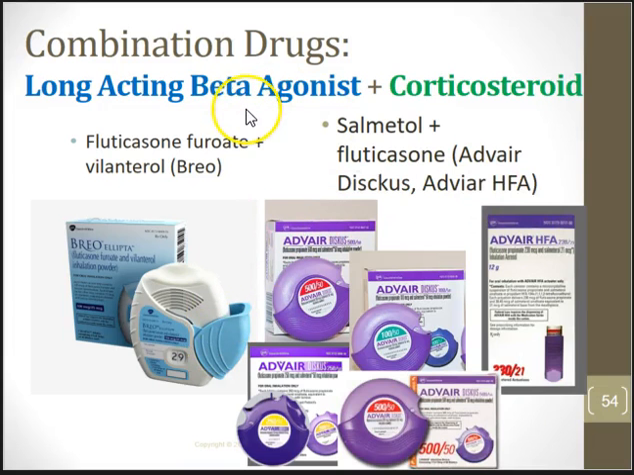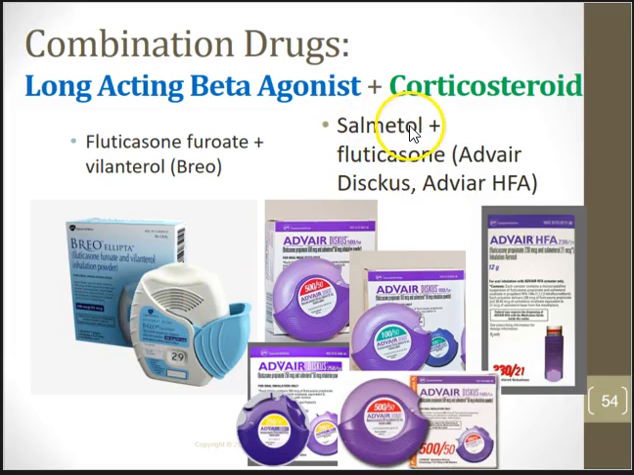Then we have long-acting beta agonists with a corticosteroid. Fluticasone furoate with vilanterol. That is a newer drug. That's called Breo, so you may have seen a commercial on that. You see here that Breo, this newer drug, is a breath-activated dry powdered inhaler.